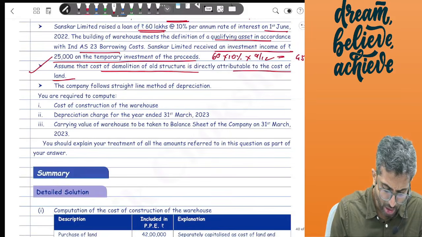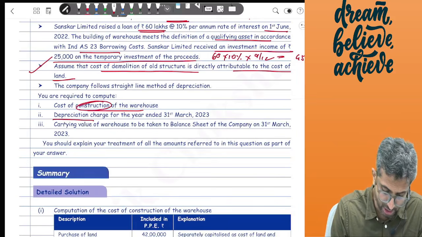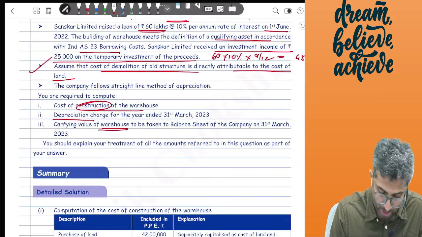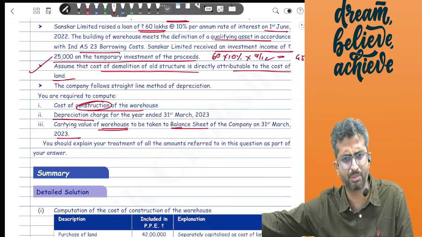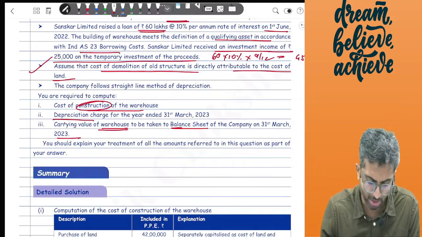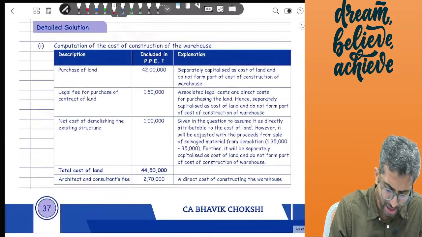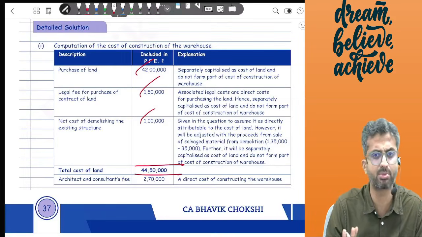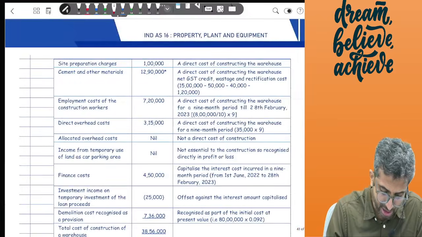Okay. Cost of construction of the warehouse. So you are supposed to find the construction cost, the depreciation charge for the year. Land does not have any depreciation. Then the carrying value of the warehouse to be taken in the balance sheet as on 31st March. If you want, you can show land separately, but otherwise they are asking you predominantly about the warehouse, and to explain the treatment of all the items. So as you see, land, legal fees and net cost of demolition, this is 44 lakh 50 pertaining to land, no depreciation over here. Everything else is 2 lakh 70.